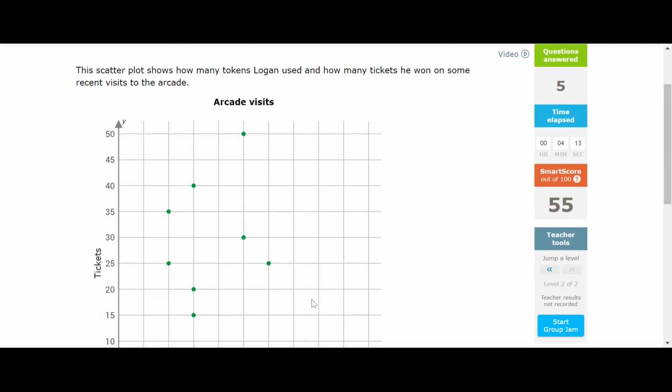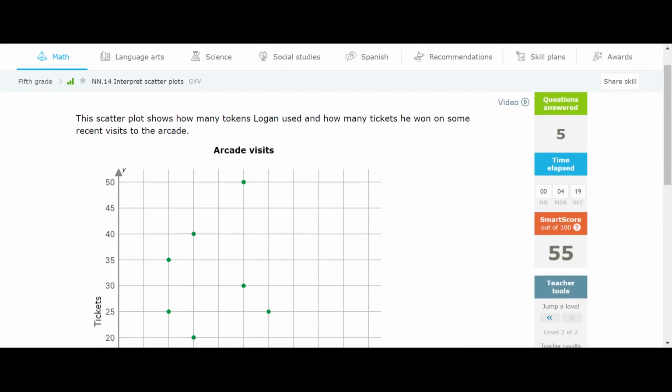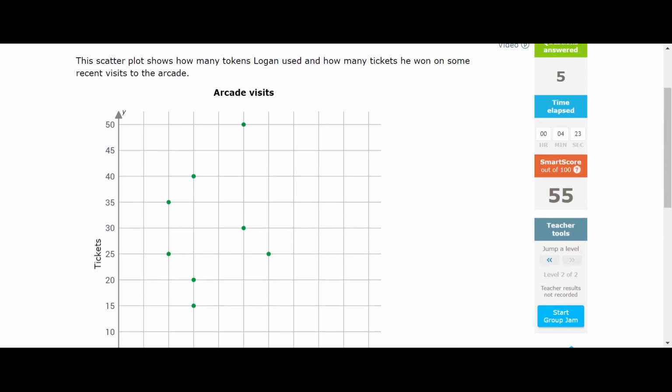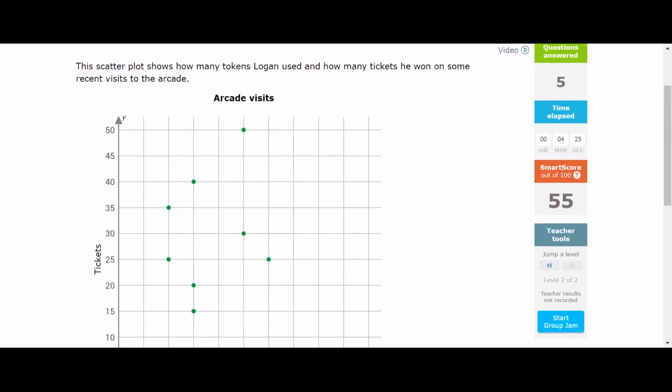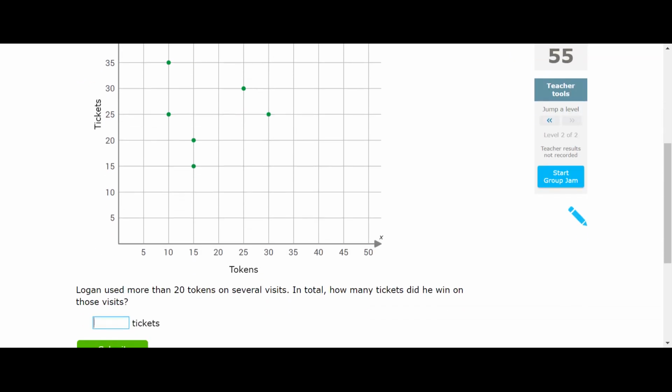All right, these questions get a little bit harder because they're actually having you do math computations. But if we go big brain and just think it through, you should be able to figure it out. Let's do this last one. It says this scatter plot shows how many tokens Logan used and how many tickets he won on some recent visits to the arcade. Logan used more than 20 tokens on several visits. In total, how many tickets did he win on those visits?